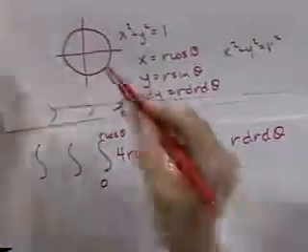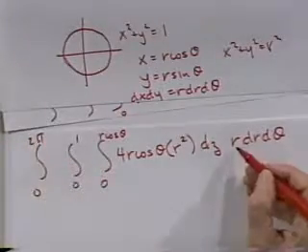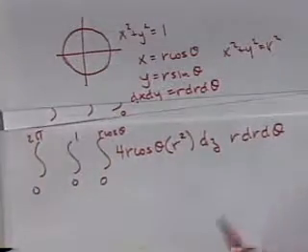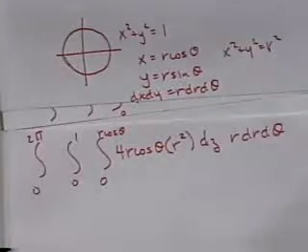What's my r ranging from? From 0 to 1. My theta from 0 to 2 pi. Definitely you want to multiply that r back in there, but when you go through and do that whole thing, we get 2 pi over 3.